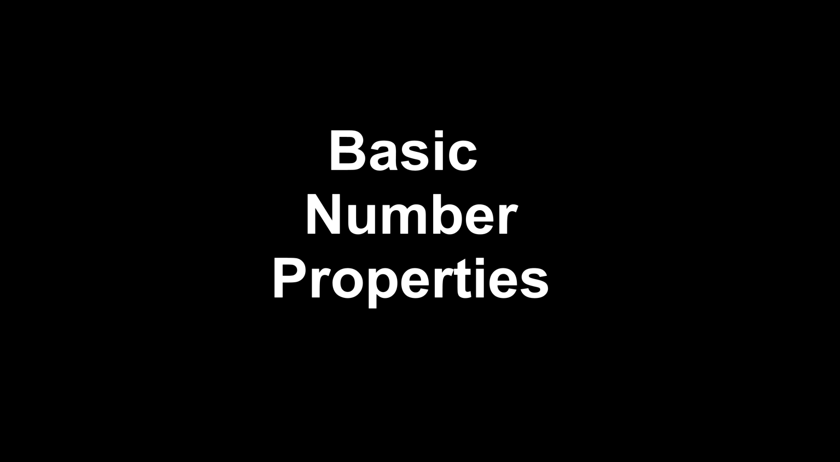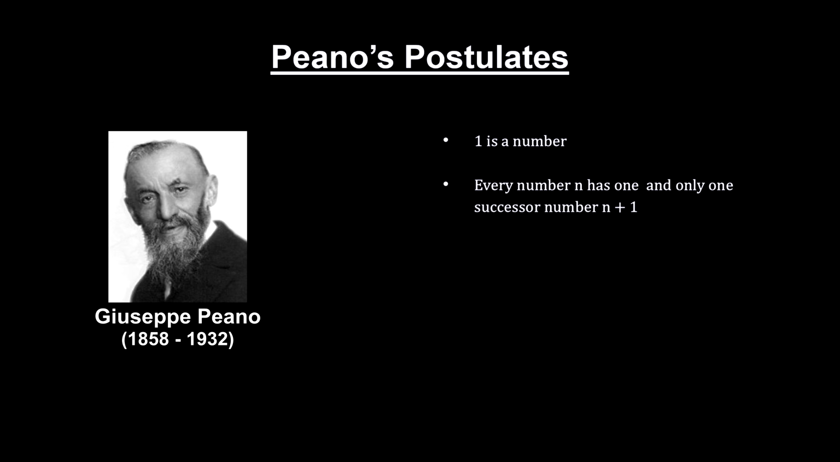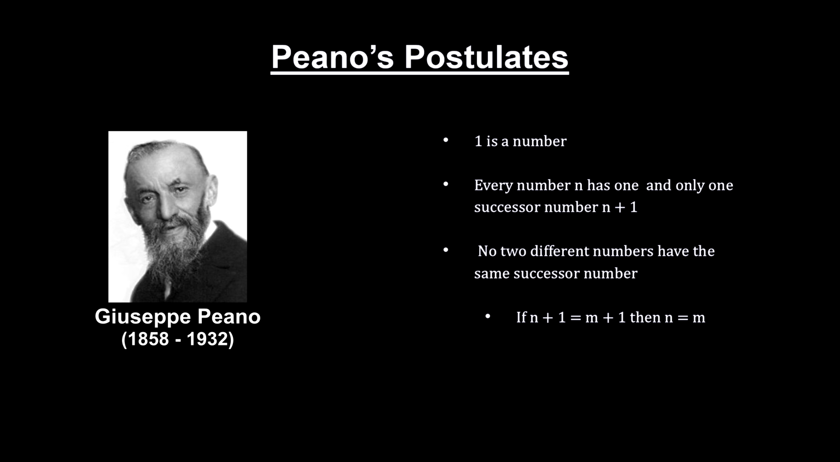In the late 1800s, the mathematician Giuseppe Peano produced a set of axioms or postulates that can be used to develop number properties. In simple terms, starting with the counting numbers, they are as follows. 1 is a number. Every number n has one and only one successor number, n plus 1. And no two different numbers have the same successor number. In other words, if n plus 1 equals m plus 1, then n has to equal m.